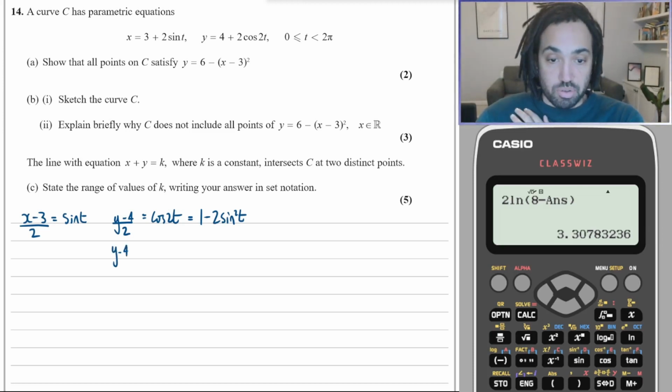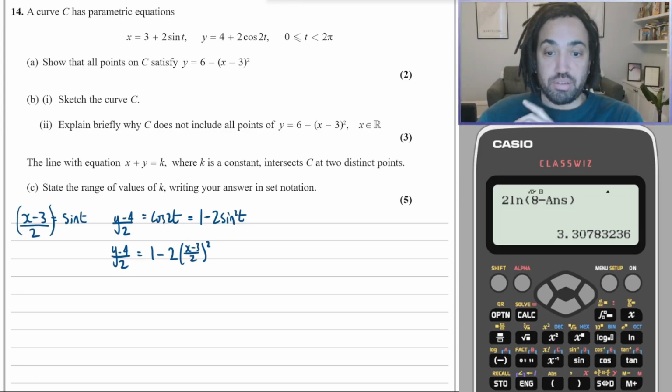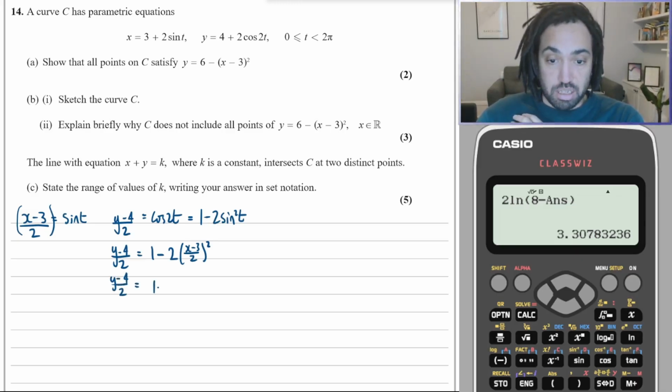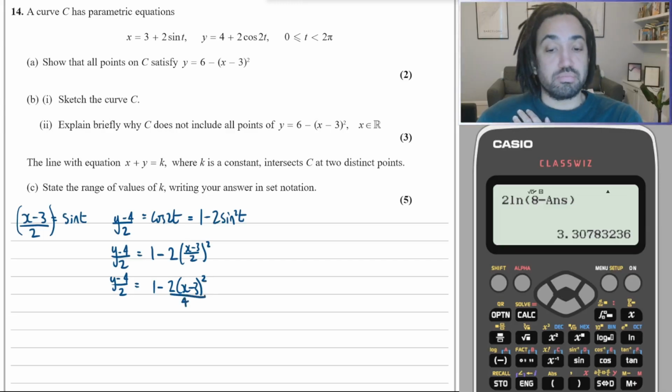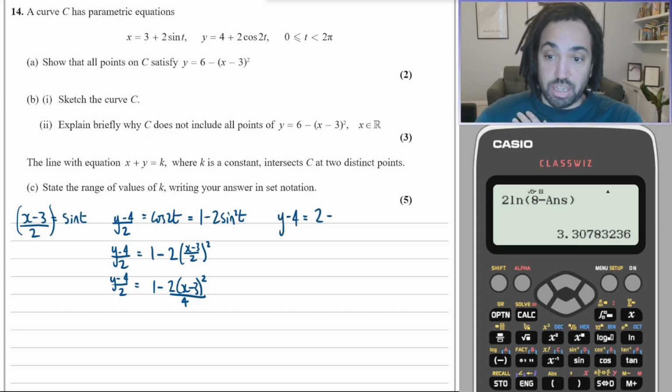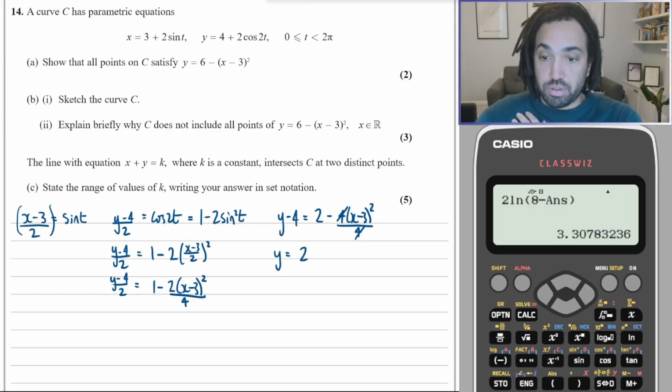So I can write y minus 4 over 2 is equal to 1 minus 2, and instead of using sine t squared, I'm going to use this. So it's x minus 3 over 2 squared. Right, let's expand out then. This is 1 minus 2 lots of x minus 3 squared over 2 squared, which is 4. And then we're going to times both sides by 2, which is going to give me 2 minus 4 lots of x minus 3 squared over 4. We'll see these are going to cancel. So I'm left with y equals 2 minus x minus 3 squared, and then plus the 4 over gives me this.